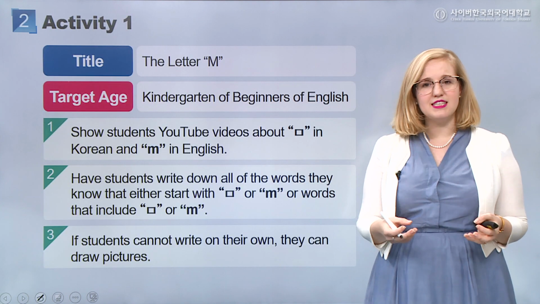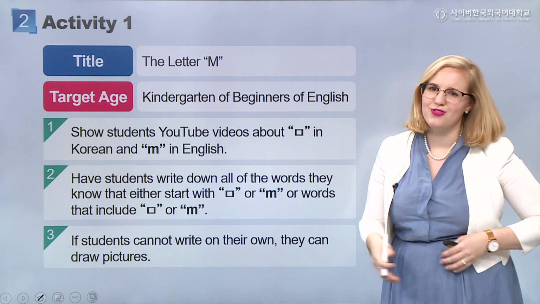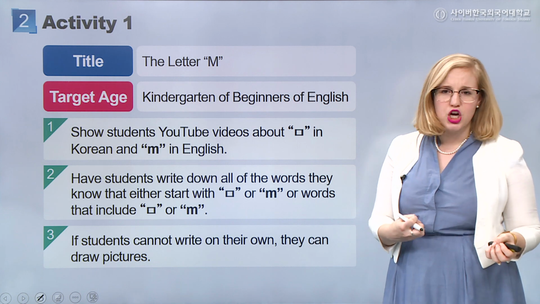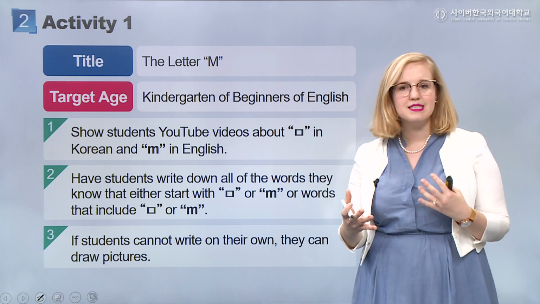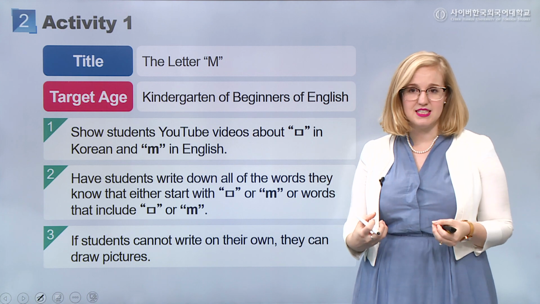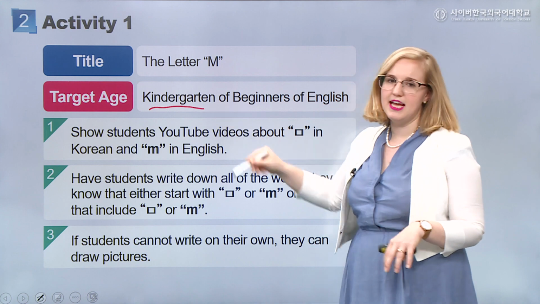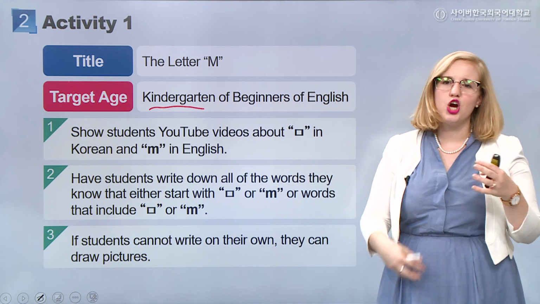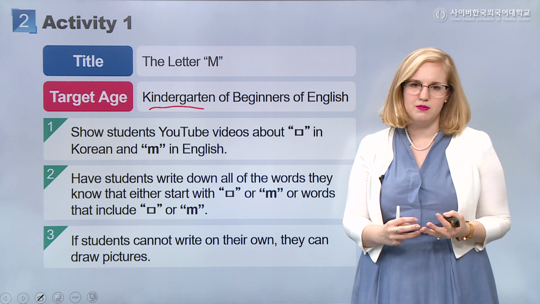So my first activity, I'm just calling the letter M. Super complicated, right? So this activity is targeted towards kindergartners or just beginners of English, someone who is basically learning phonics. So this is usually about a kindergarten age. And we're also doing this for kindergarten beginners because the activities are mostly using songs and sounds, songs and phonemes.